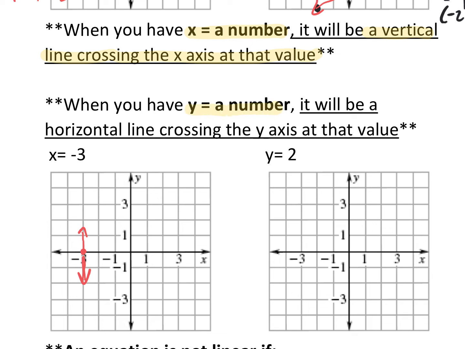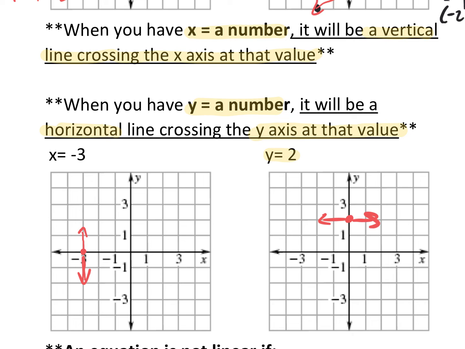Anytime you have y equals a number, like right here we have y equals a number, it's going to be a horizontal. What's horizontal? It's not up and down, it's left and right. It's going to be a horizontal line, left and right, going right through the y-axis at that value. So I'm going to go to the y-axis, I'm going to go to the y value of 2, and I'm going to draw a horizontal left and right line right through it. And it's that easy to graph these, right?